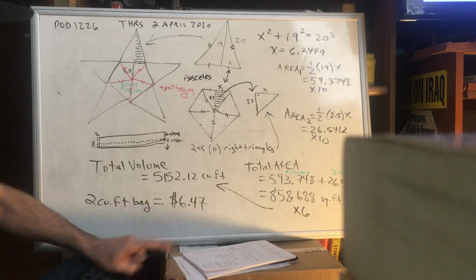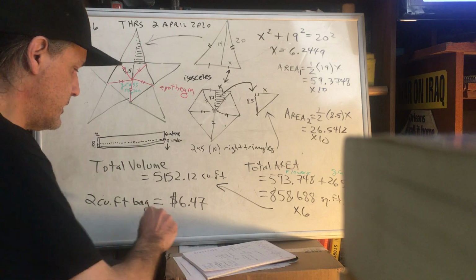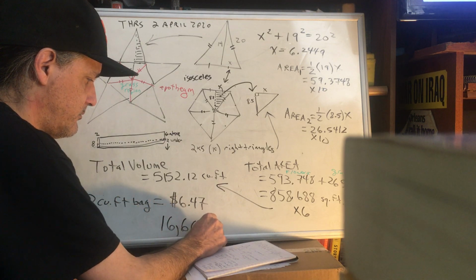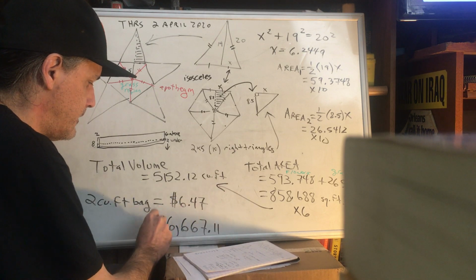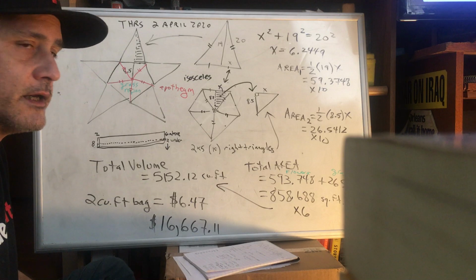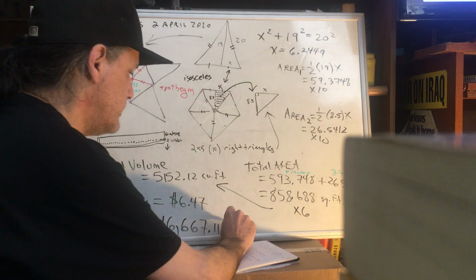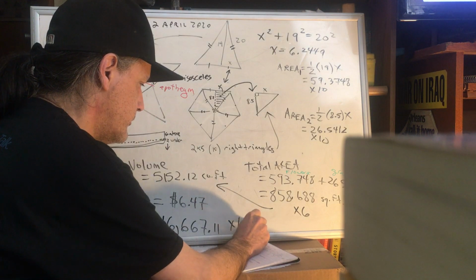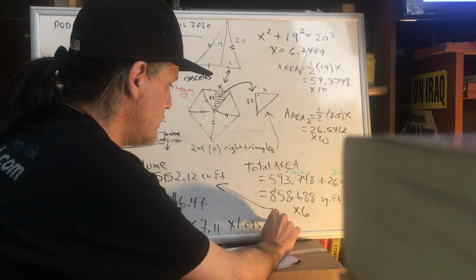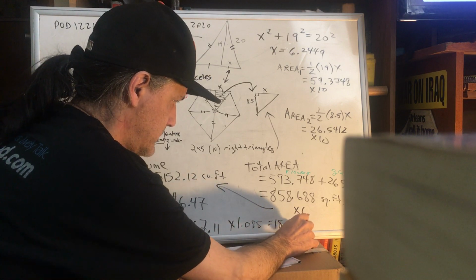that's going to cost. So you divide this by 2 and you multiply by 6.47, and I get 16,667 cents. Now this is before taxes. If you include a tax of 8.5%, so if you multiply this by 1.085, you're going to get $18,000.83.